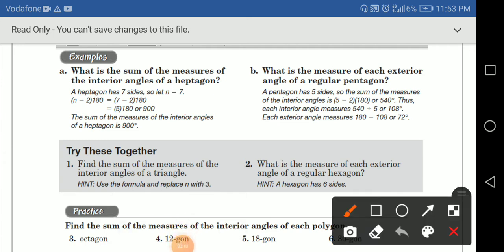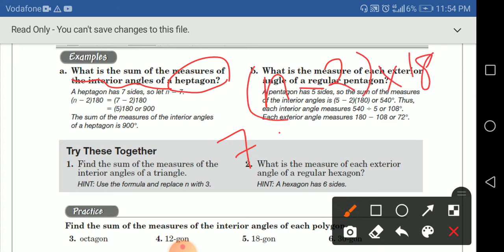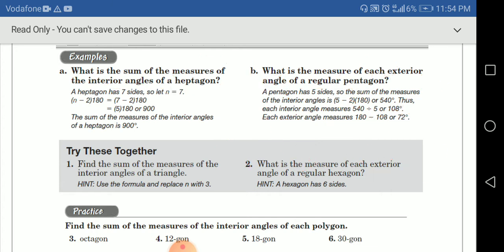What's the sum of the measures of the interior angles of the heptagon? I have to know the heptagon: it has 7 sides. So let n equal 7. What's the rule? n minus 2, times 180. So 7 minus 2, the number of sides of my figure, times 180. So we get 5 times 180, which is 900 degrees.